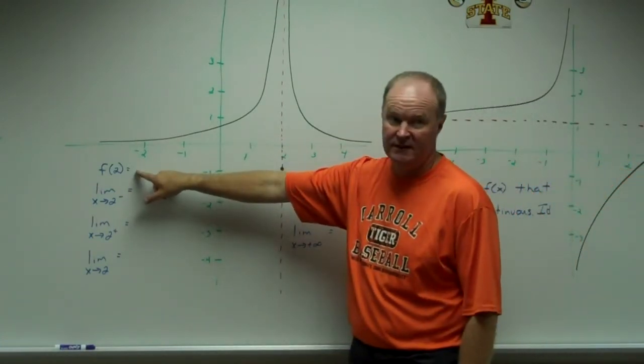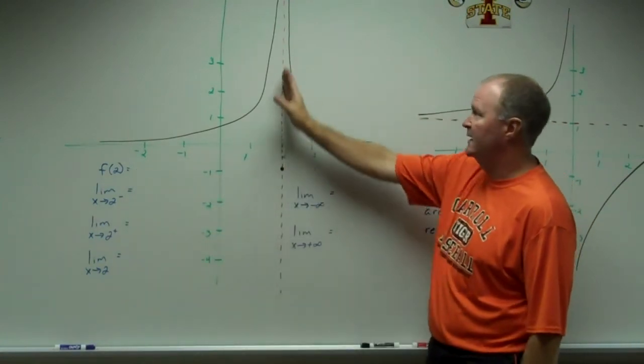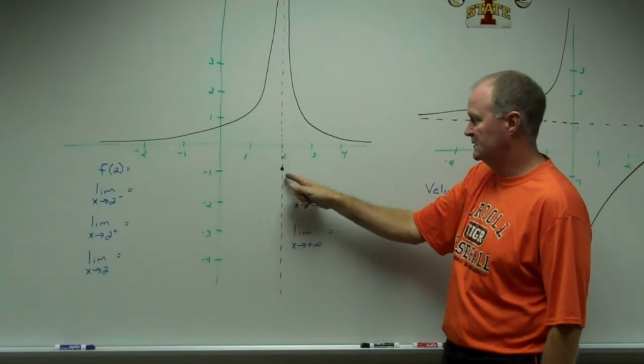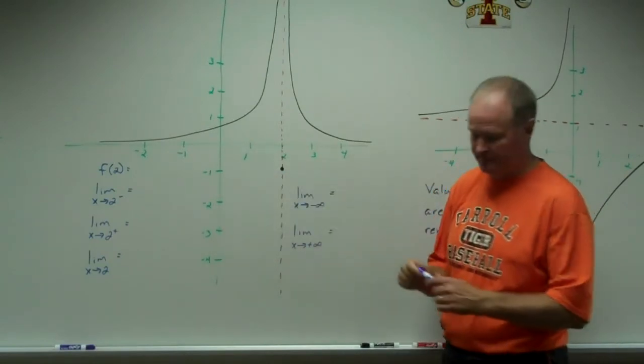Pre-calc question. If x is 2, go to 2, there's that dashed line again, except there is a solid dot, so y equals -1.